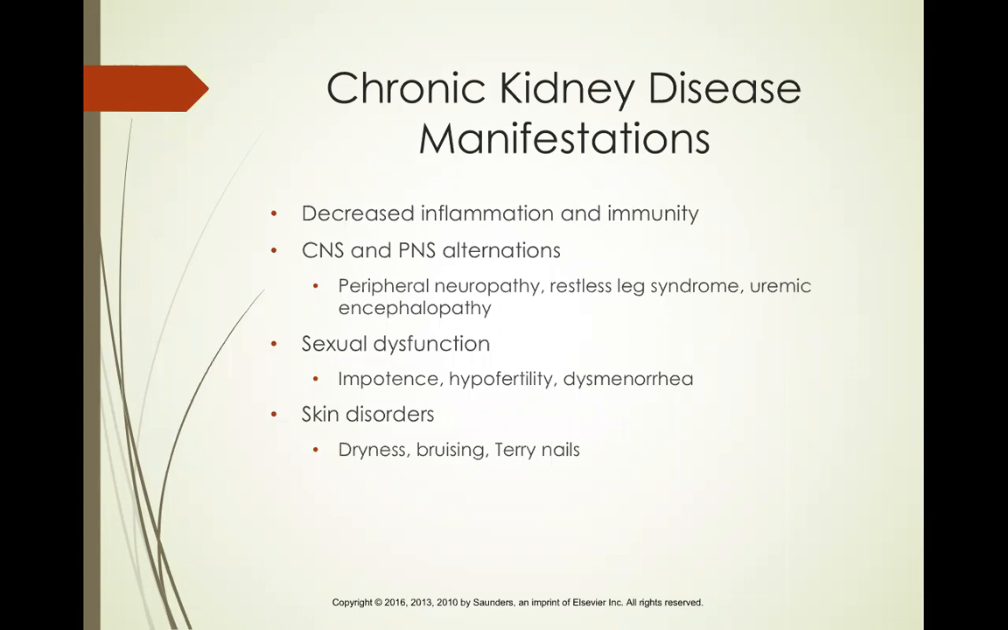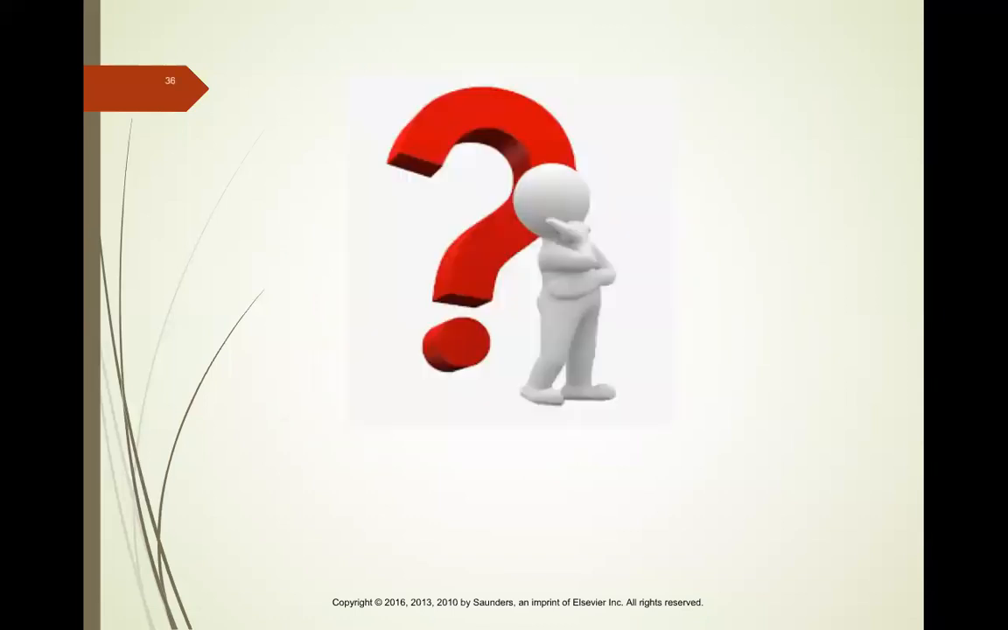They have alterations in their central nervous system as well as their peripheral. There's some peripheral neuropathy, restless leg, and uremic encephalopathy. The uremia can travel to the brain and cause confusion. Sexual dysfunction, impotence, hypofertility, and dysmenorrhea. Their skin disorders are dryness, bruising, and Terry's nails.